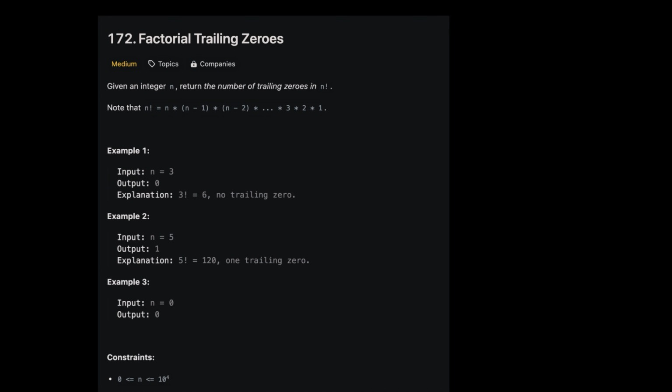Hello everyone, in this video we'll be solving problem 172, factorial trailing zeros. The problem statement is: we are given an integer n, and we need to return the number of trailing zeros in n factorial. If you're not familiar with n factorial, we basically multiply n with n minus 1, n minus 2, until the number is 1.